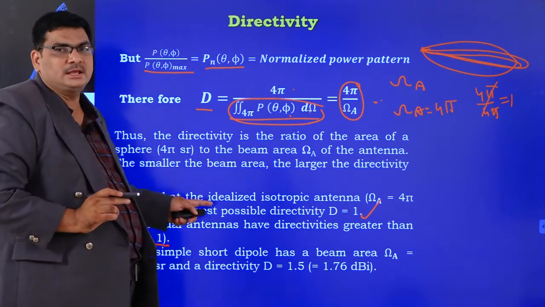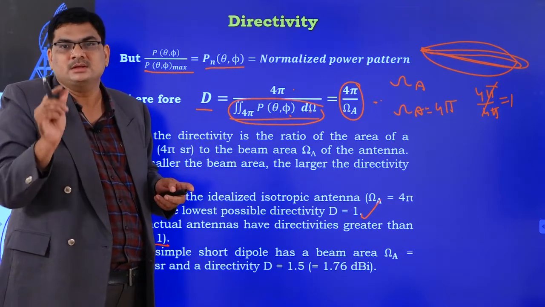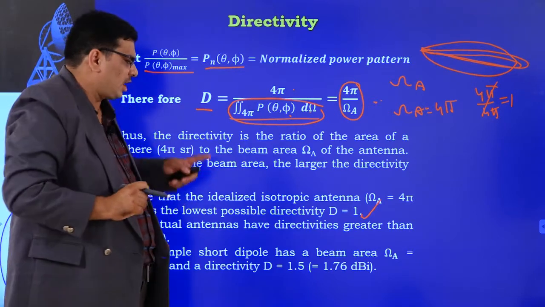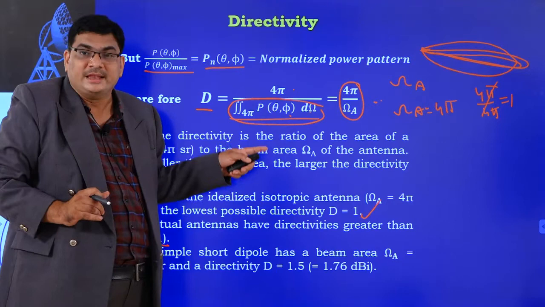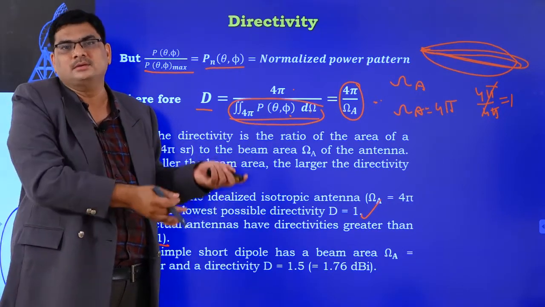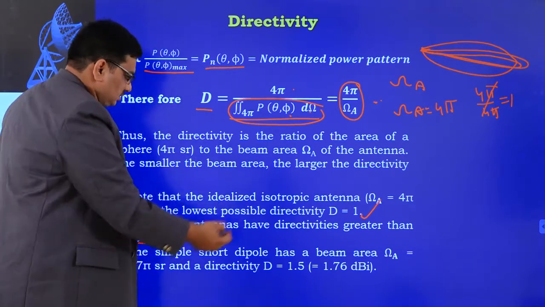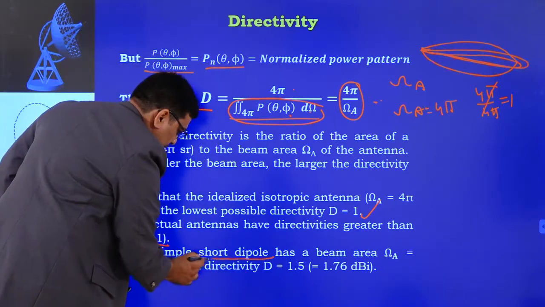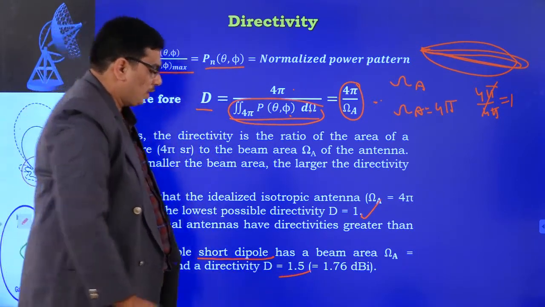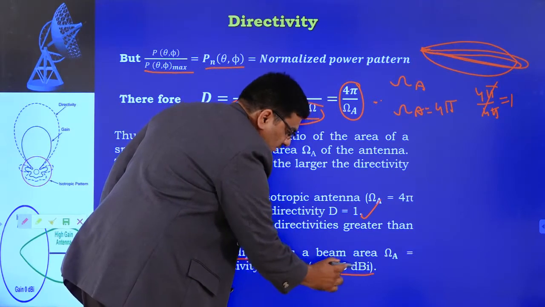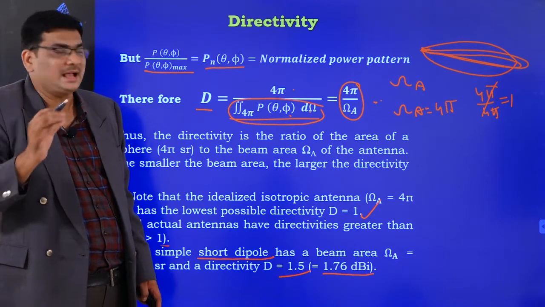So, if you want to get the maximum directivity, your beam must be very, very narrow. For all the point-to-point communication applications, your beam must be very narrow. Then only you can improve the gain, and then only you can improve the directivity. This is a simple case: for a short dipole antenna, your directivity is equal to 1.5, that is equal to 1.76 dBi. dBi means decibels with respect to an isotropic antenna.